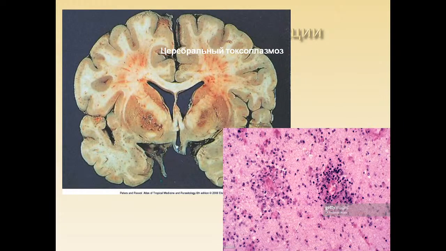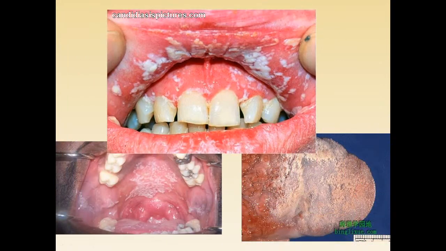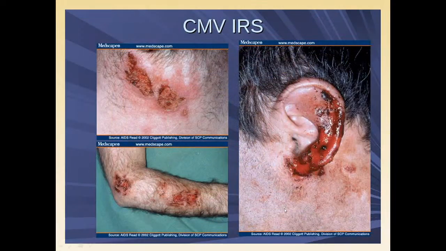Toxoplasmosis: change in the brain, with specific inflammatory reactions in histology. Candidosis on the mucous membranes: whitish spots, whitish elements. And herpes infections: change on the skin with deep ulcers.